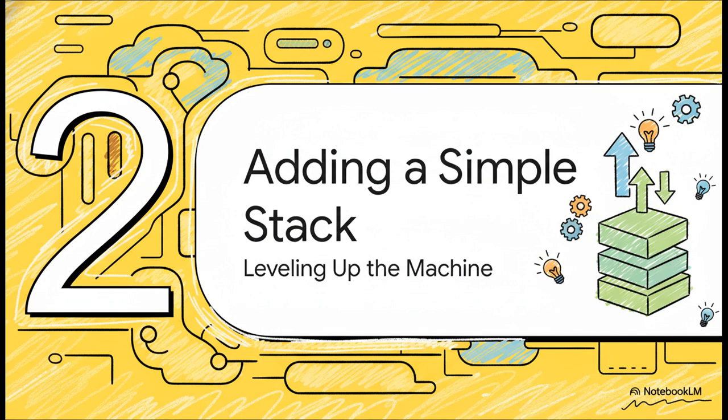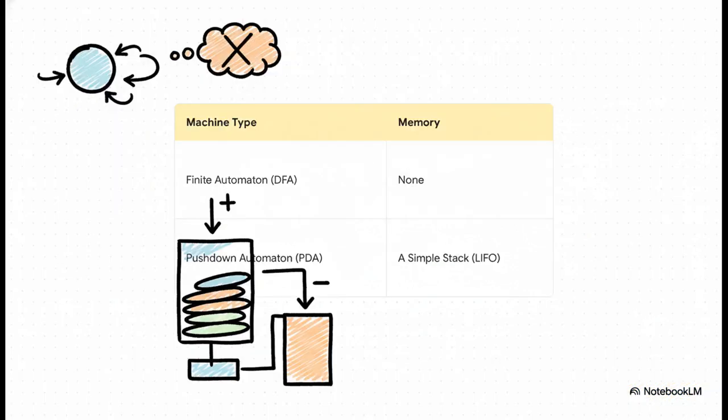Okay, but this whole no memory thing, it's got some serious limits. I mean, simple pattern matching is great and all, but it breaks down pretty fast. What happens when a problem needs you to remember something, even just a little bit? Well, for that, we're going to have to upgrade our machine. It's time to give it a little bit of memory. So, how do we do that? Well, let's look at the next rung on our ladder.